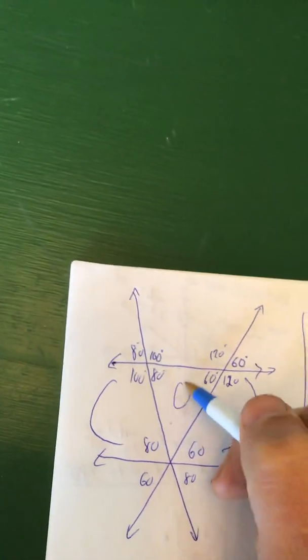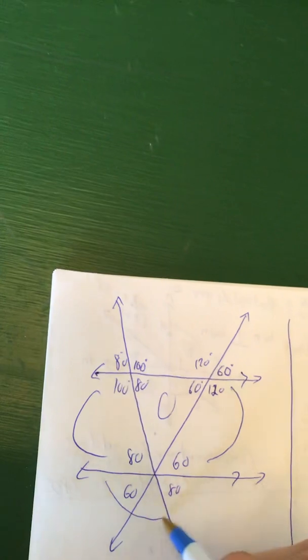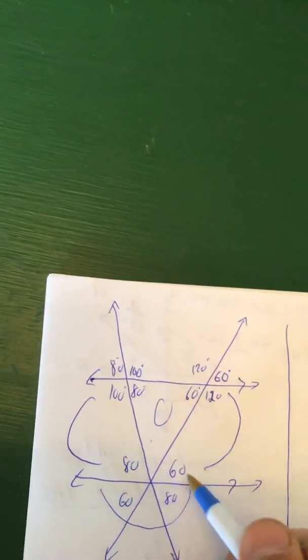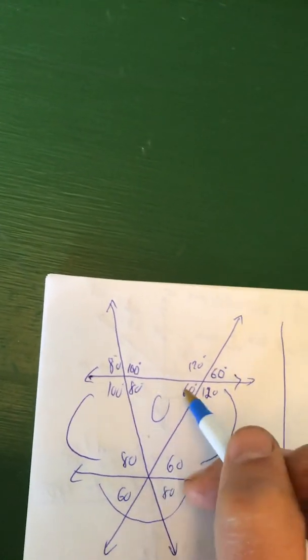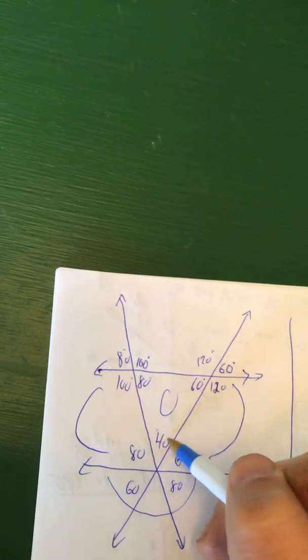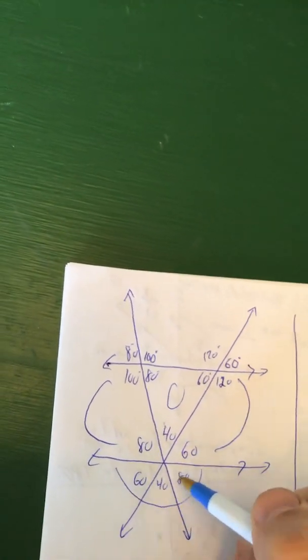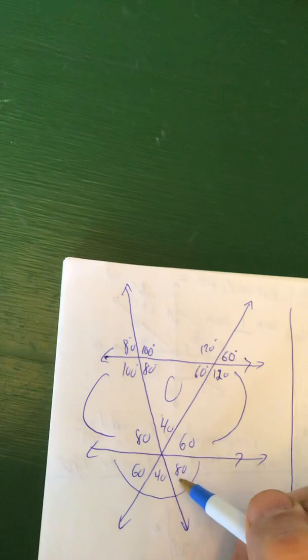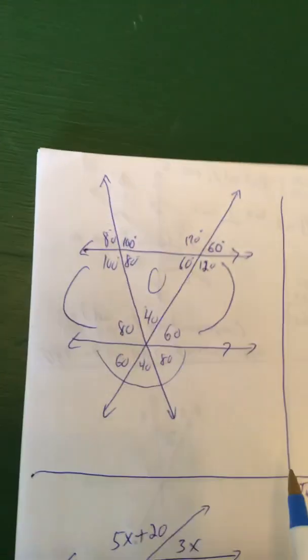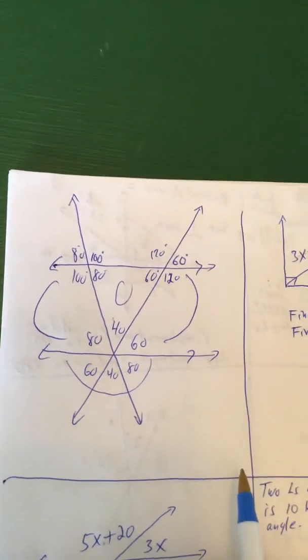Now, all three of these have to add up to 180, or all three of these have to add up to 180. These are 140. So this must be 40, and this is 40. These have 180, these have 180. So anyways, I'm right, and I know I'm right.